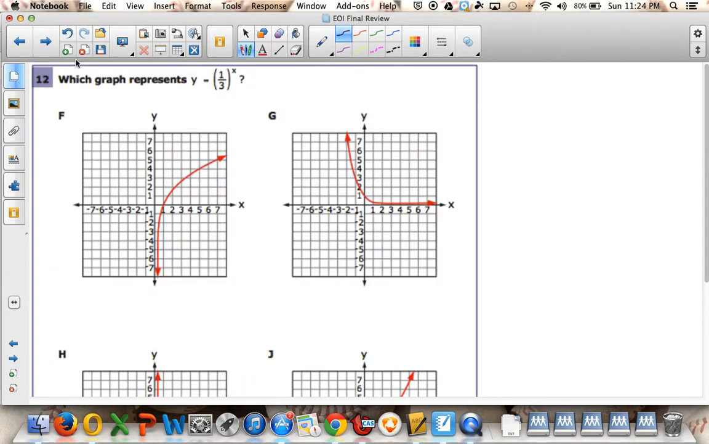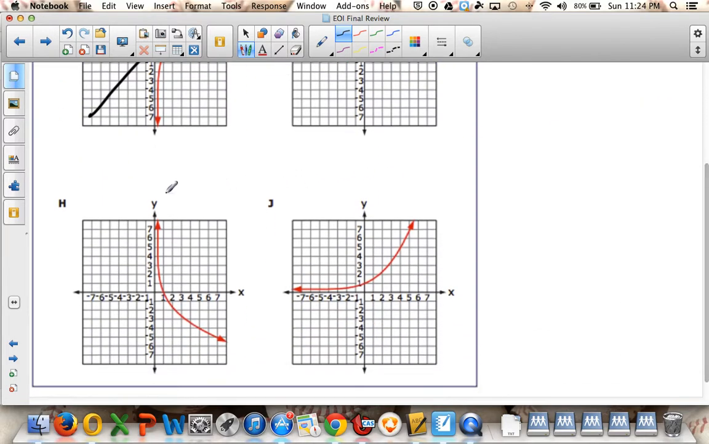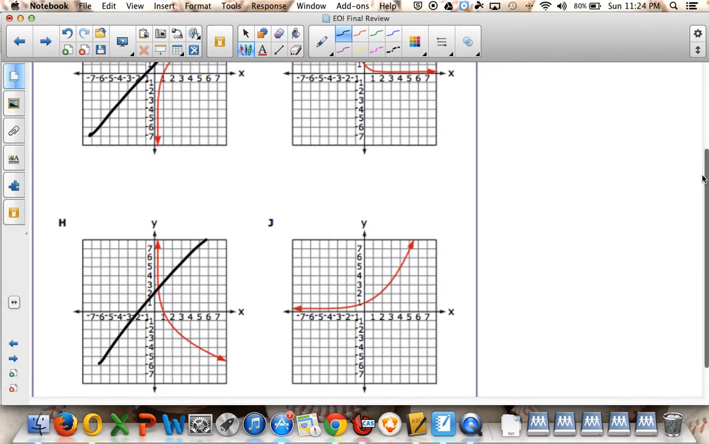Next question. Which graph represents y equals 1/3 to the x? This is an exponential function because my x value is in the exponent. So I can start marking off answers that aren't exponential. F is a logarithmic form, so it can't be F. H is more of a logarithm, so it's not that. So I have an answer of G and J.